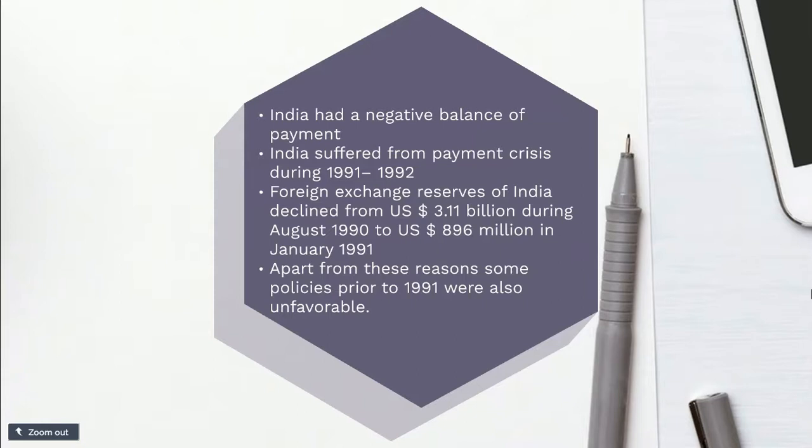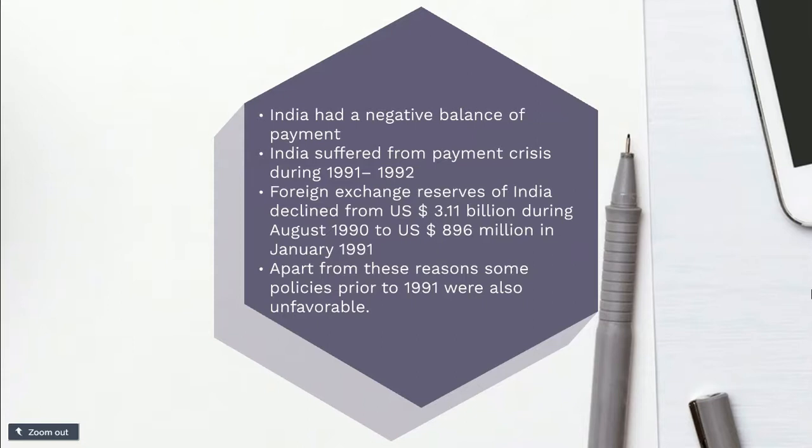The second reason is that, in addition, India suffered a payment crisis during 1991-1992. Why was there a payment crisis? India's major import was crude oil, and because of the Gulf War between Iraq and Kuwait, and the US intervention, there were disturbances in the Gulf region, which is a major supplier of oil. Because of this disruption, oil prices went up, and India couldn't pay for the crude oil, so the payment crisis happened in 1991-1992. The imports were becoming very costly.